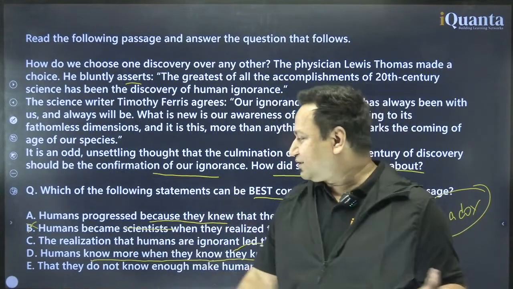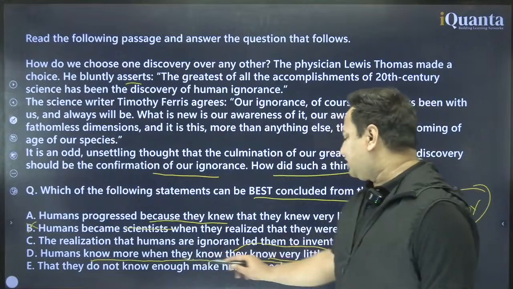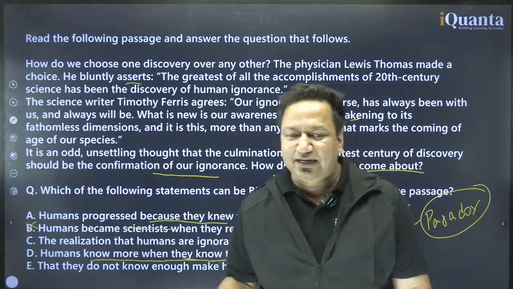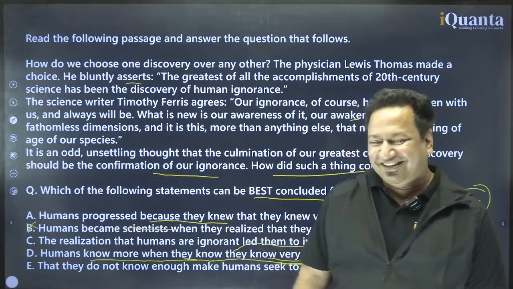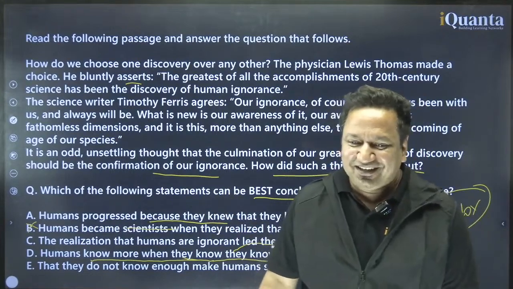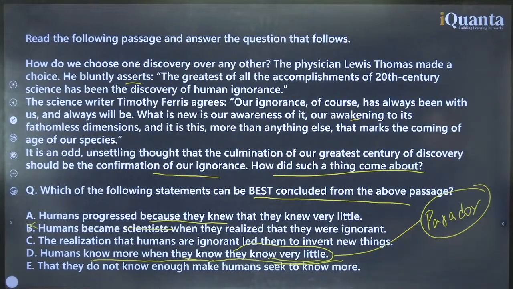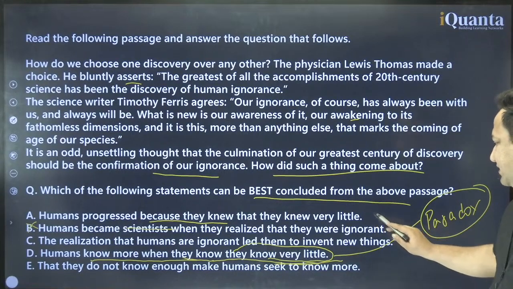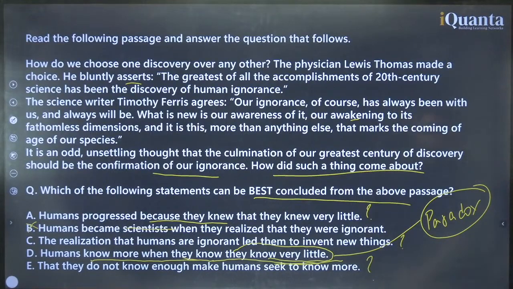Yeah, Varsha, of course. It says humans know more when they know very little. So if they get to know that they know very little, that doesn't mean they know little. That means that they know more. C is a better choice than D. Let's look at option A. That they do not know enough make humans seek to know more. So basically, option A, option C, and option E are the three choices.